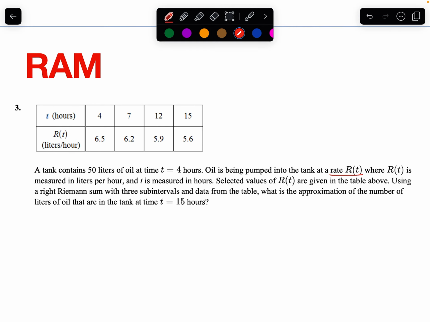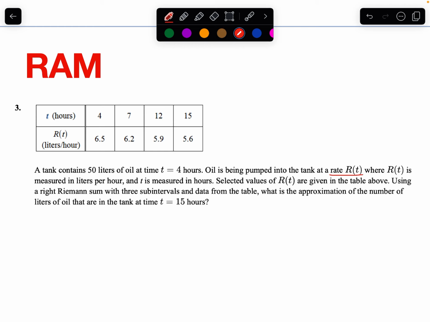Okay, so knowing what we know about accumulation, if R is the rate and we want the number of liters, we need to do a definite integral here. We need to find the area under this curve R of t. We need that accumulation of that rate. Okay, so here's the big picture here.